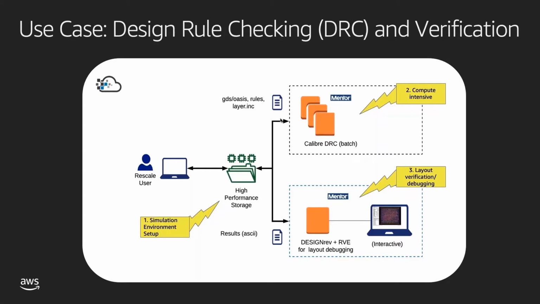The third step: after you run your DRC, you might sometimes want to understand if a particular layer or polygon failed, and that's what you're reading from your ASCII file. You'll want to correlate that to your layout to understand where exactly the failure is, so that you can go and modify the layout. The beauty of Rescale is you can do all of this on a single platform, and you don't have to go back and forth between on-prem and cloud. So in the third step, we are going to be running DRC in an interactive fashion, where we'll be using a couple of tools from Mentor, Design Rev plus RV, to do an interactive debug.